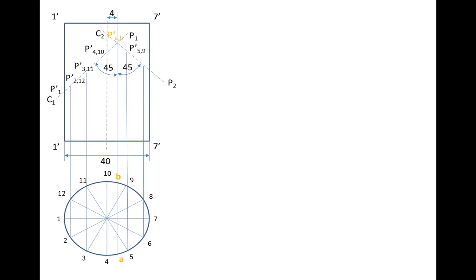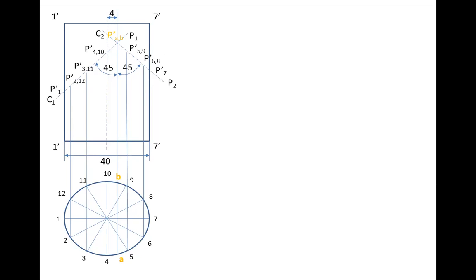Then P5 and 9, 6 and 8, and P7. So give the names to all these points. Now we are in position. This cylinder is cut and we have found their top positions also. The upper part is to be removed.